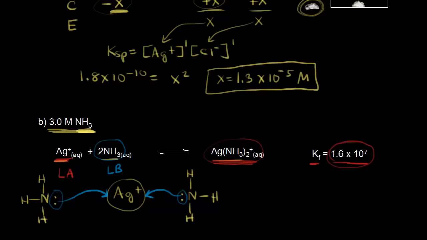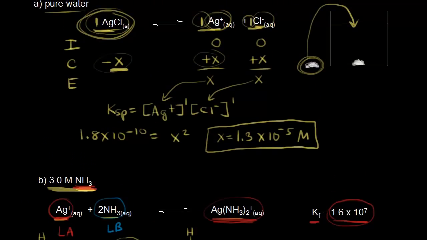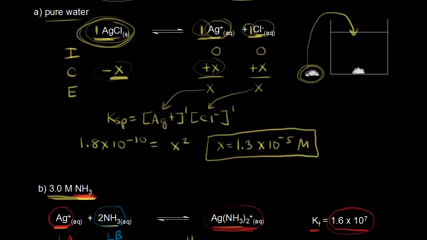So any silver ions that are in solution, if you have ammonia present, ammonia is going to pick up that silver ion and essentially remove the silver ions from solution. So if we go back up here and think about our equilibrium, if we have ammonia present, we're going to be removing silver cations from solution. Right, so we're decreasing the concentration of silver cations.